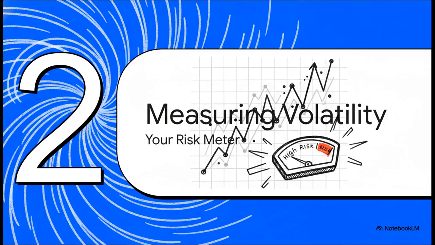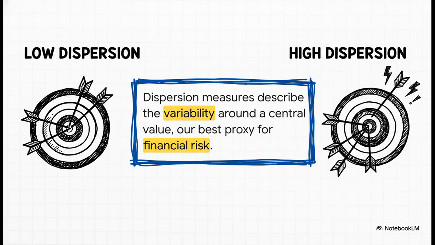Okay, so we've found our center point. Awesome. But that's really only half the story, right? How wild is the ride going to be? To figure that out, we need to measure how spread out everything is. This next part of our toolkit, think of it as our risk meter. I mean, this is the real question, isn't it? Is all our data huddled up tight around that center point, or is it scattered all over the place?